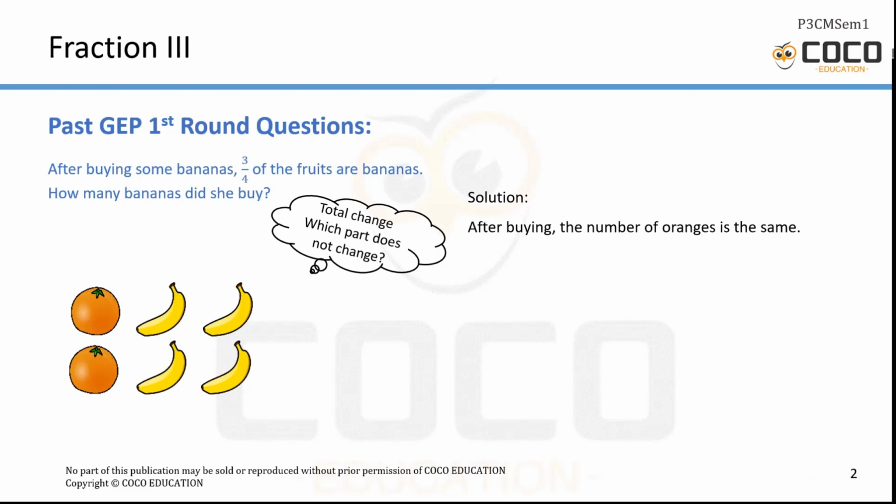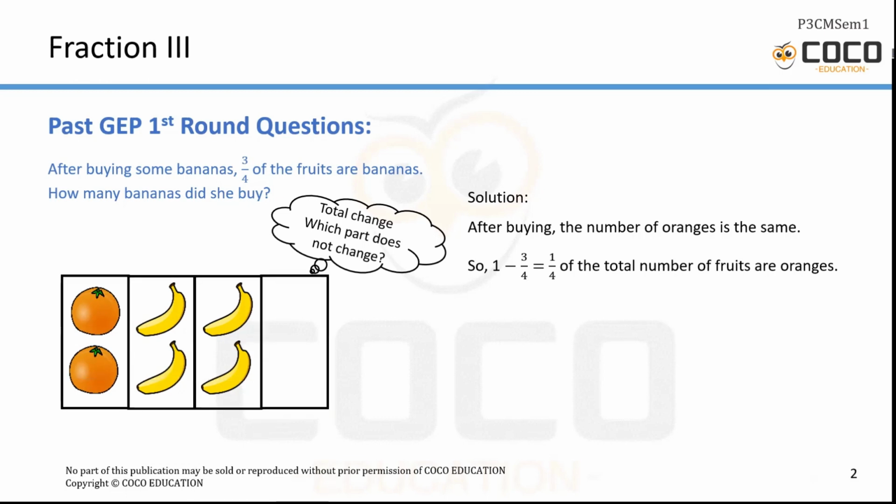From this question, we know that after you buy the bananas, 3/4 of the fruits are bananas. In other words, how about your oranges? The total we can always consider as 1 whole. So 1 whole minus 3/4 means 1/4 of the total number of fruits are oranges. And we also know that the oranges never change, correct? So I can simply draw this for you. Because 1/4 of the fruits are oranges, the total must be cut into 4 equal parts and the oranges are one of the parts.